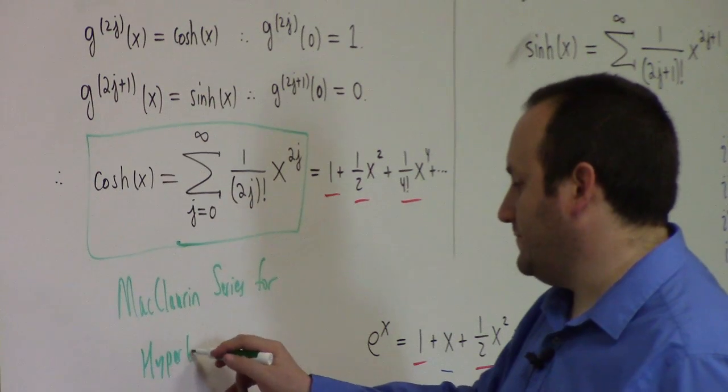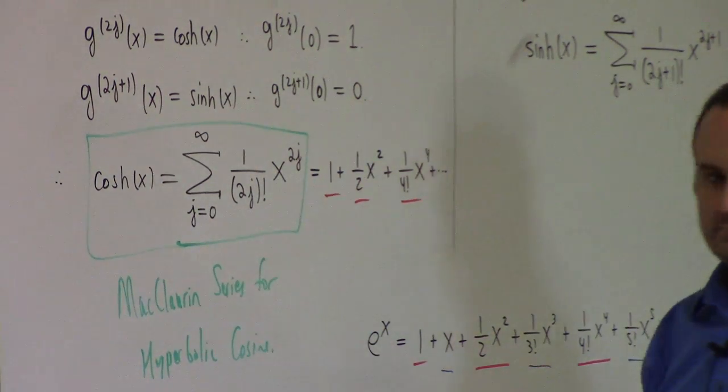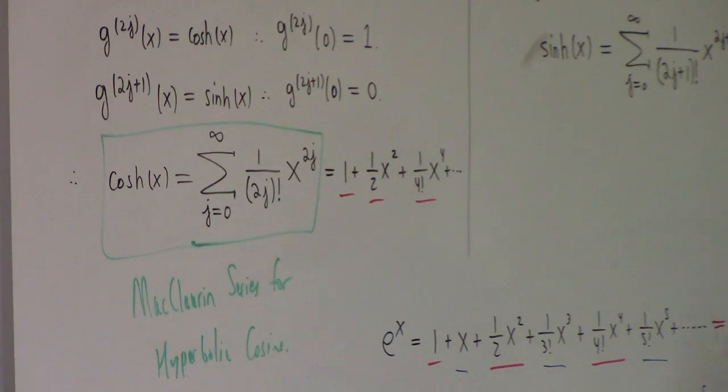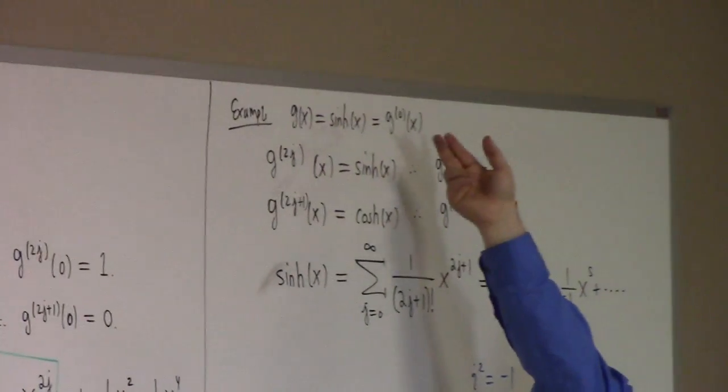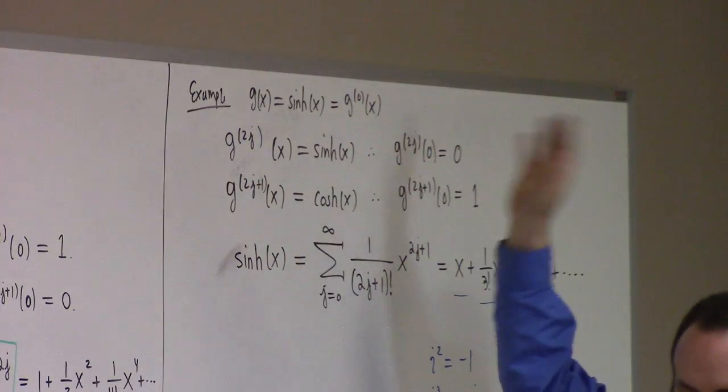Hyperbolic cosine, right? Now, you can do the same thing for hyperbolic sine. Almost the same calculation, right? If you differentiate hyperbolic sine, you do what? You get cosh, then sinh, then cosh, then sinh, then cosh, then sinh. You know where I was going.